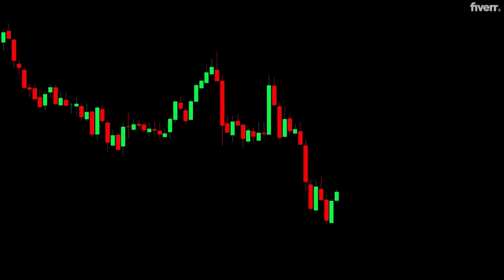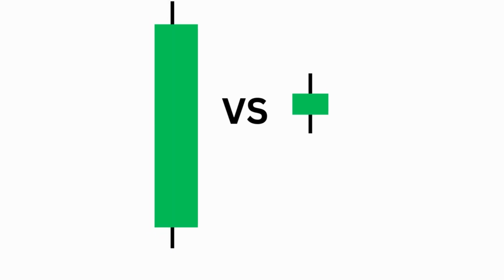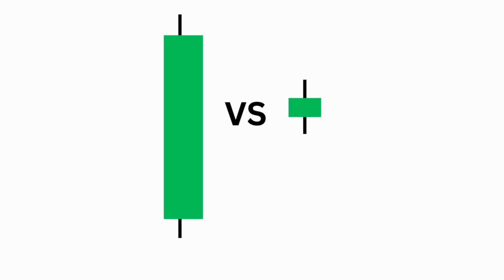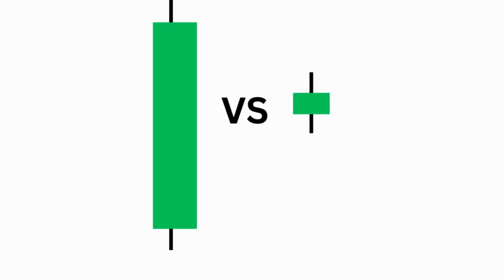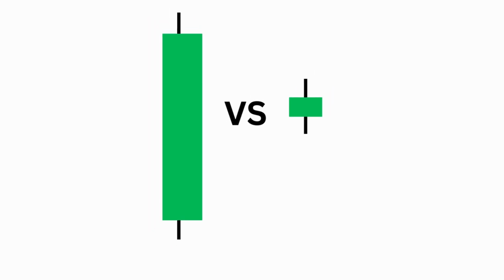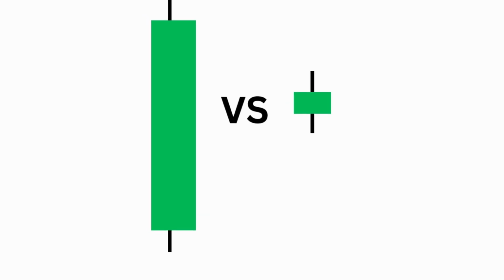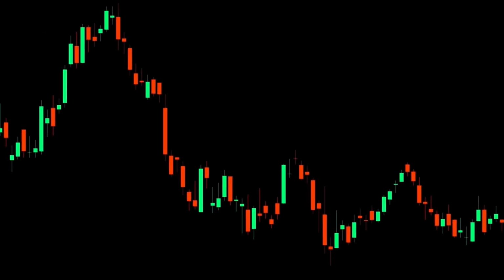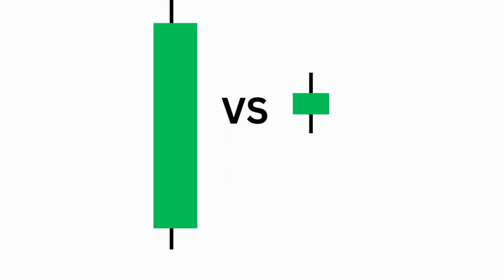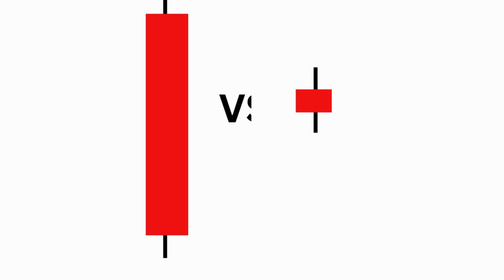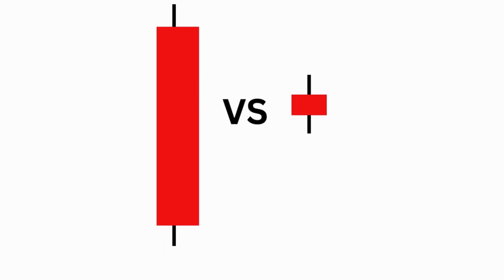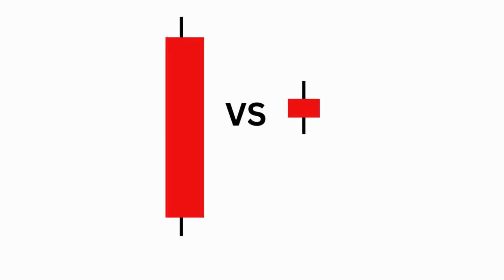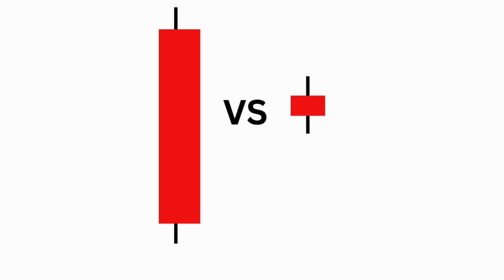Now let's talk about strong versus weak candles, because not all bullish candles are created equal. A strong bullish candle has a big body with tiny or no wicks. That means buyers dominated the entire period. No real pushback. This is what institutional buying looks like. They came in hard, they stayed in control. A weak bullish candle, small body, big wicks. Buyers technically won, but it was a fight. There was resistance. Same logic applies to bearish candles. Big body, small wicks. Institutions were selling aggressively. Small body, big wicks. Sellers barely held on.